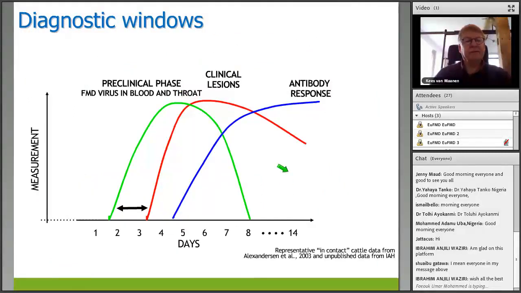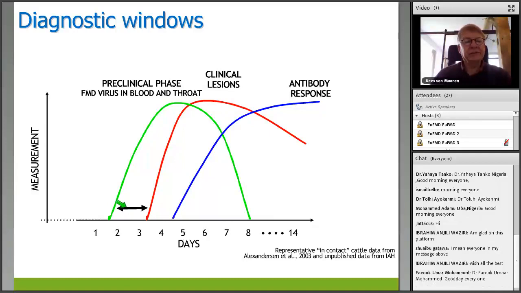And what is also important, of course, is to realize the diagnostic windows. We have a preclinical phase where the virus can be detected already in the milk and in the blood, and sometimes also in the throat. So that could be interesting for dangerous contacts in a free situation, for example, when you have an FMD infected farm and you want to know if the neighbors are already incubating for a mouse or not, even before they have lesions, or maybe they have only a fever, they are developing a fever but don't show lesions yet.